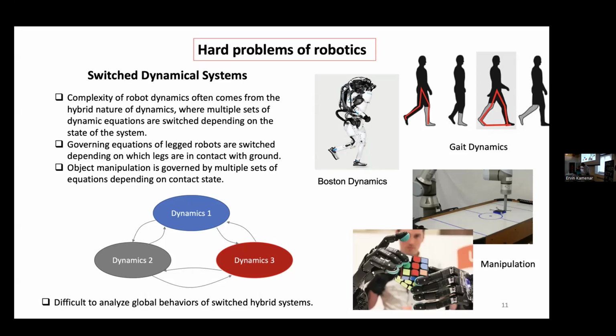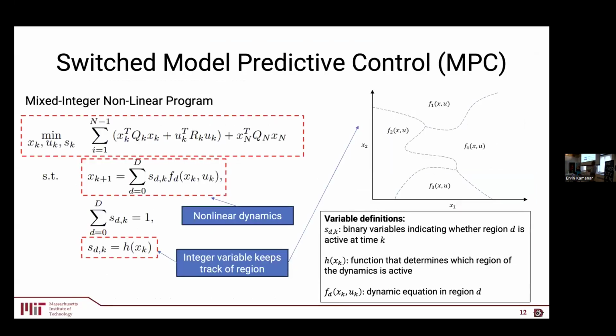Manipulation too: as things come in contact, it is impacting the dynamic equations. So it's hard to see the global picture, the global behavior, if the system is basically segmented into many sections. And if you just apply model predictive control, it turns out to be a mixed integer nonlinear program. This is hard. The state space is divided into many segments, each having specific dynamic equations.